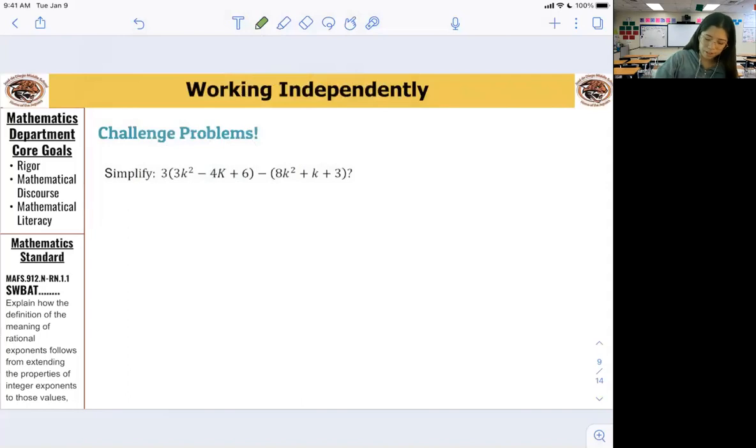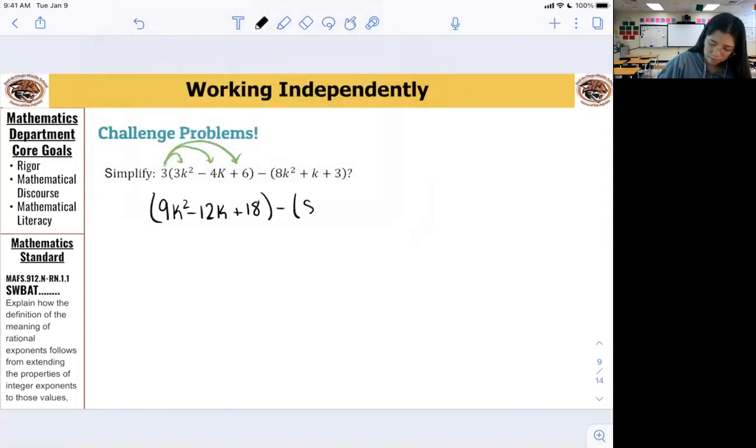Distribute the 3, good. Distribute that 3, here we go. What does that give me? 9k squared, negative 12k, and positive 18. Good.